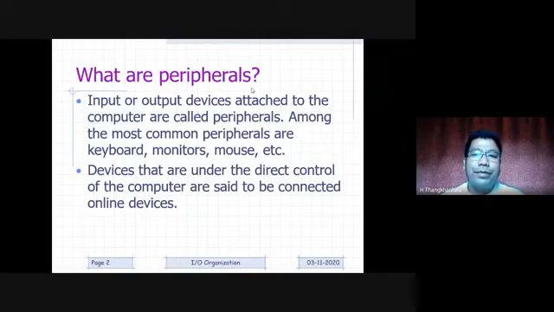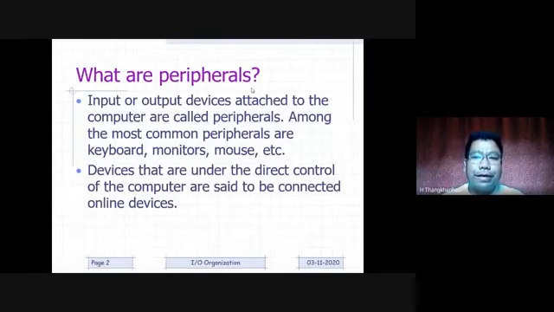Peripherals are input or output devices attached to the computer. Among the most common peripherals are keyboard, mouse, monitor, printers, etc. Hard disks and random access memory, which are fit inside the computer, are not peripherals. Peripherals are those computer parts which are connected to the computer. For example, a speaker, which is connected to the computer. So they are peripherals.